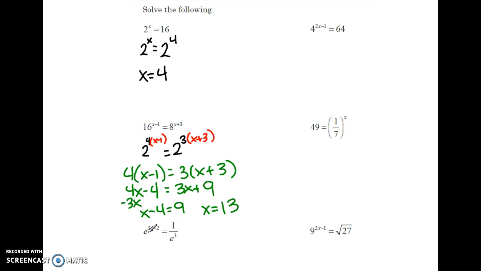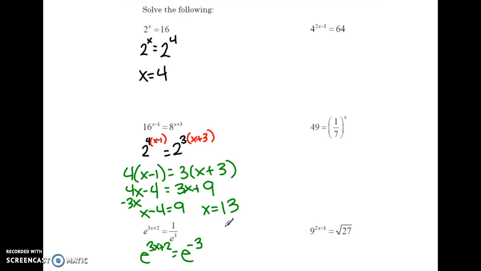Alright, this problem. I see that the base is already the same, so I don't need to do anything with the e. But the problem is this one here is a fraction. I need it to not be a fraction like the one on the left. So I got to think back to my properties. Properties say that if I have a negative exponent, I flip it. So I need to turn this positive exponent back to a negative exponent.